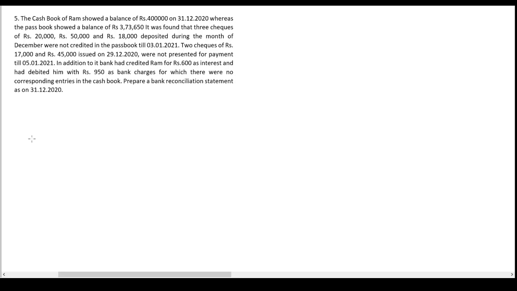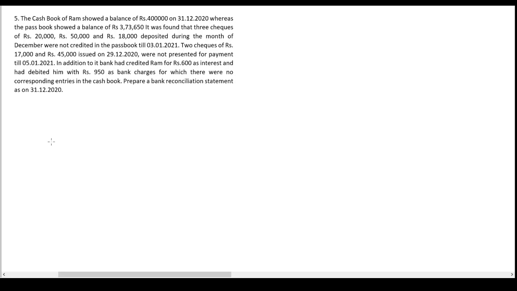The cash book of Ram showed a balance of rupees 4 lakh on 31st December 20, whereas the passbook showed a balance of rupees 3,73,650. It was found that three checks of rupees 20,000, 50,000, and 18,000 deposited during the month of December were not credited in the passbook till 3rd January 21.